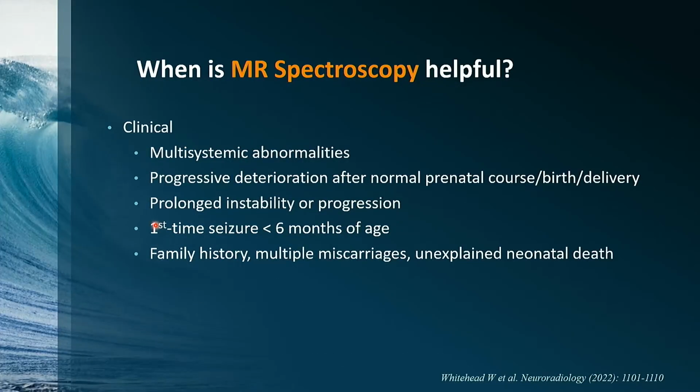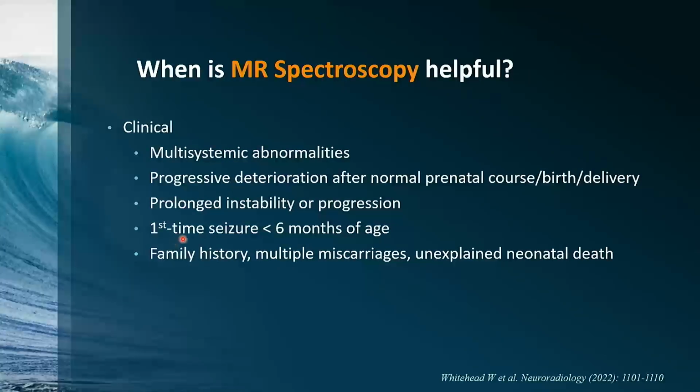Additionally, there are several clinical features that indicate the possibility of inborn errors of metabolism, and MR spectroscopy should be added. This situation could be multisystemic abnormalities and progressive deterioration after normal prenatal course and normal delivery. And prolonged instability or progression of instability is one of the clinical features that need MR spectroscopy.